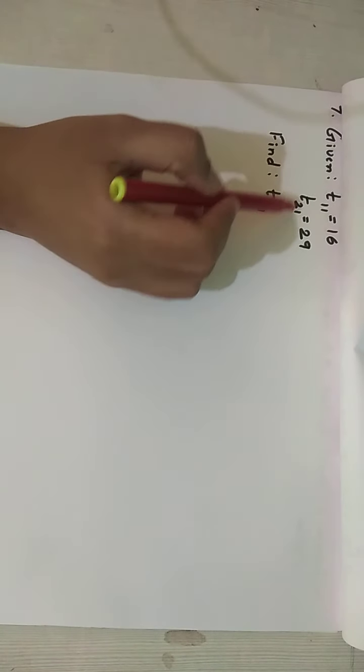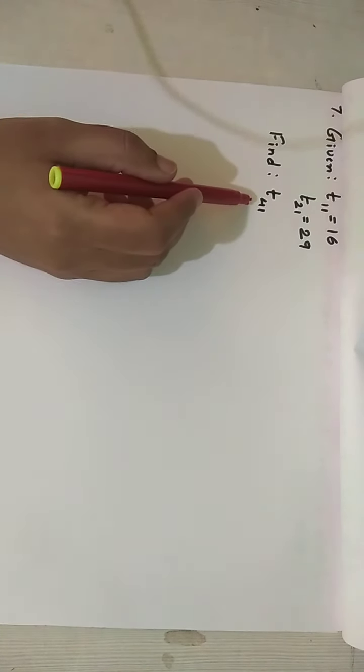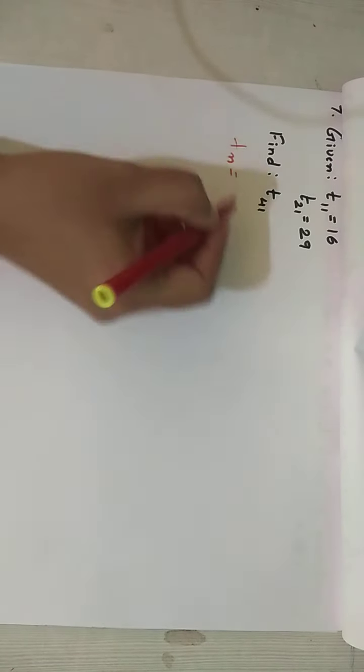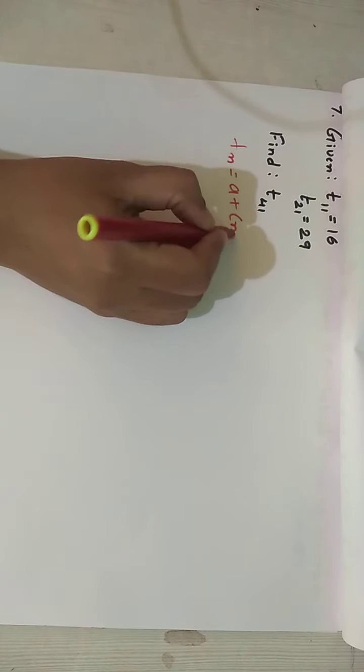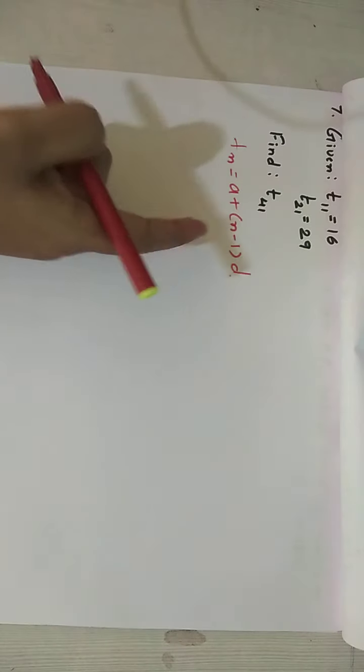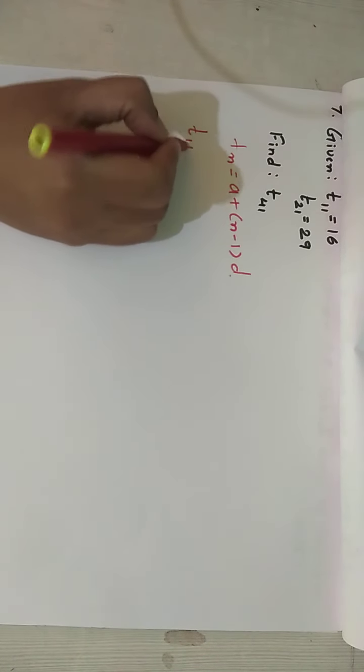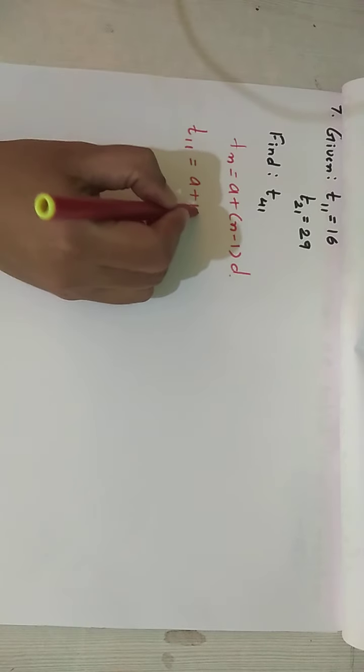Let's see the next sum. Now in the next sum we are given the 11th term and the 21st term. If you'll see, T11 is 16, T21 is 29. You have to find the T41 term. So let's write down what is T11 according to the formula. We know the Tn formula, right? Tn is A plus n minus 1 D. So according to this formula, T11 will be A plus 10D.